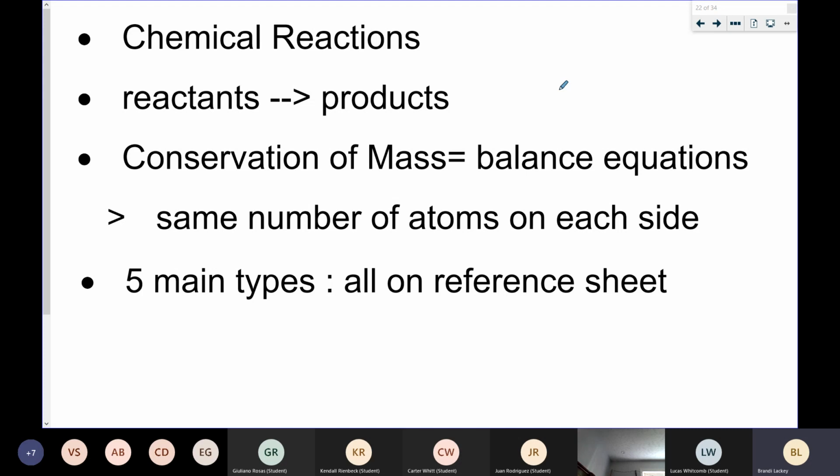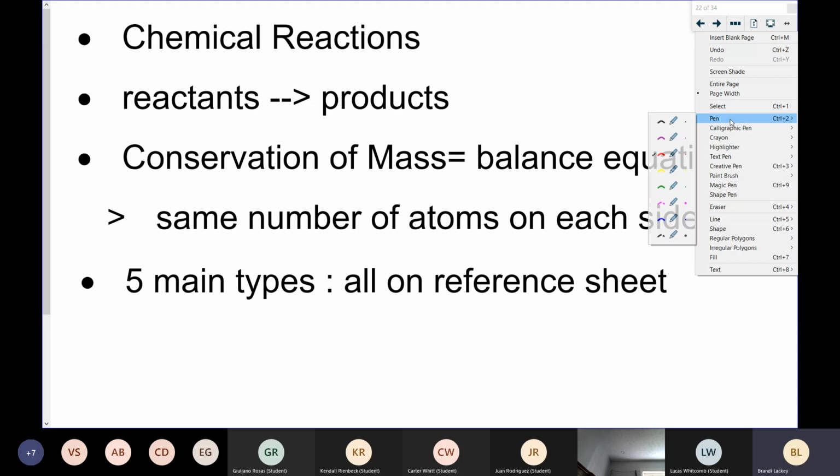There are 5 main reaction types. These are the ones that are on your reference sheet. This includes your solubility rules, which is actually on page 6 of your reference sheet. It has solubility rules and then types of reactions, and it gives you those general patterns for those. So I'm going to go over the general patterns.